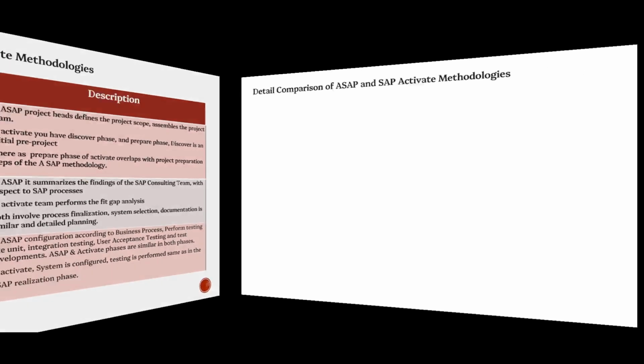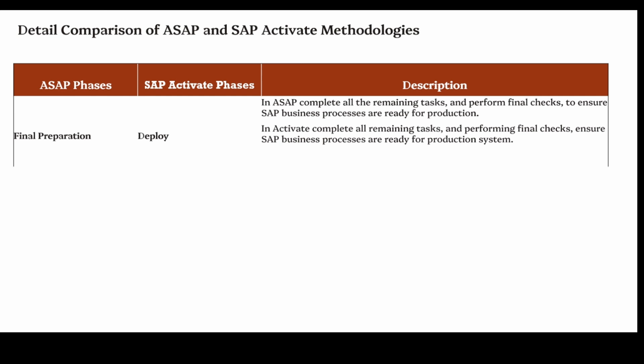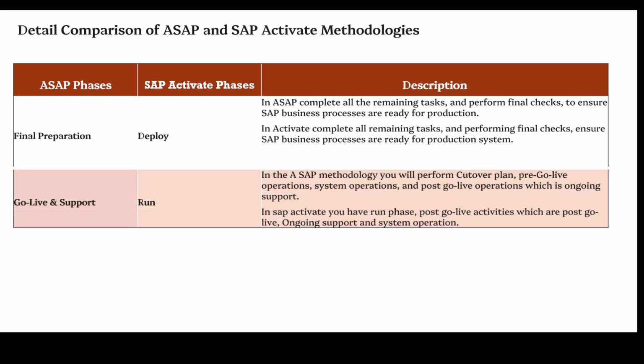The fourth phase of the ASAP is final preparation phase. In this phase, consultants will complete all the remaining tasks and perform final checks to ensure SAP business processes are ready for production. This includes system validation, testing, and user acceptance testing (UAT) to confirm the system meets business requirements. Lastly, performs mock tests for data migration. In Activate, you have the Deploy phase.